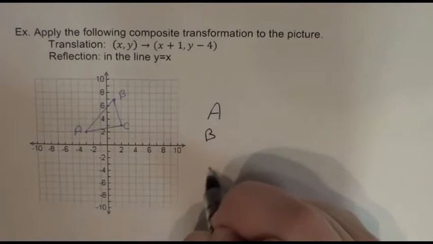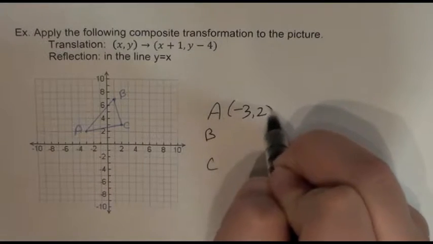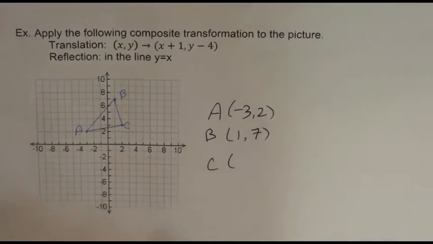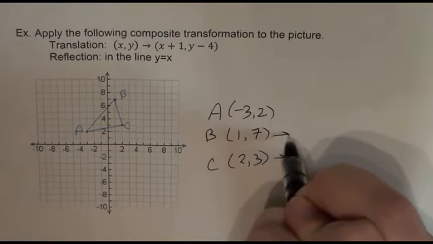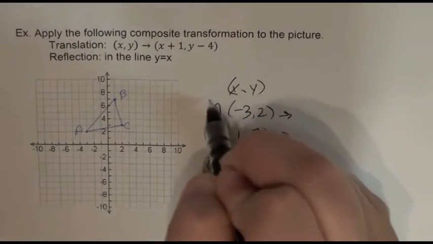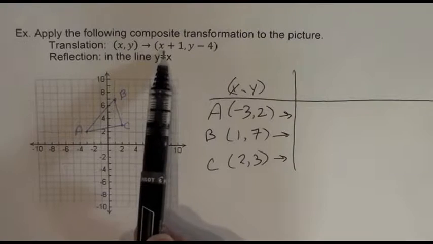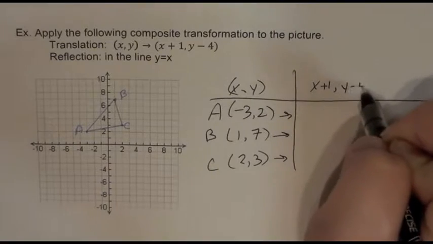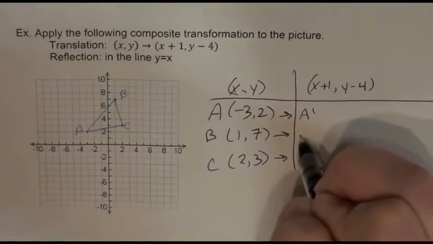A, B, C. A is the point (-3, 2). B is the point (1, 7). And C is the point (2, 3). Those are the original x and y. And then we take those, and the first thing we're going to do is apply the rule x plus 1, y minus 4. So A, B, C turn into A prime, B prime, C prime.